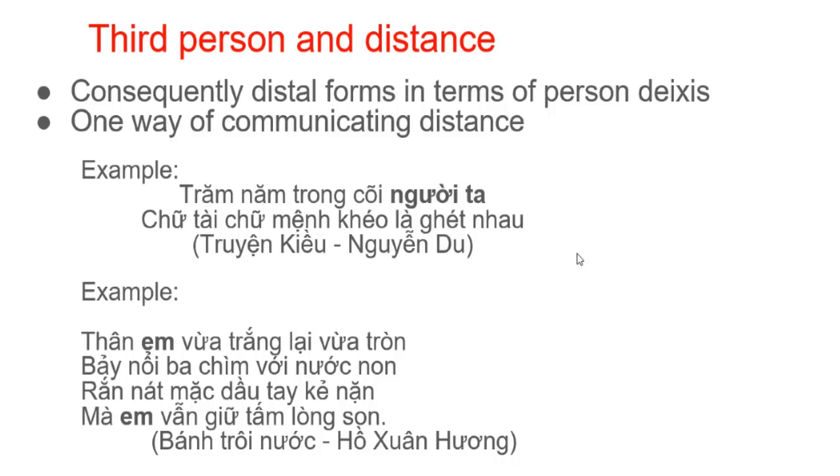Or for example, "Thân em vừa trắng lại vừa tròn, bảy nổi ba chìm với nước non, rắn nét mặc dầu tay kẻ nặng mà em vẫn giữ tấm lòng son," in the poem Bánh trôi nước of Hồ Xuân Hương. And the second person "em" here can also be understood as the third person, the women at that time.